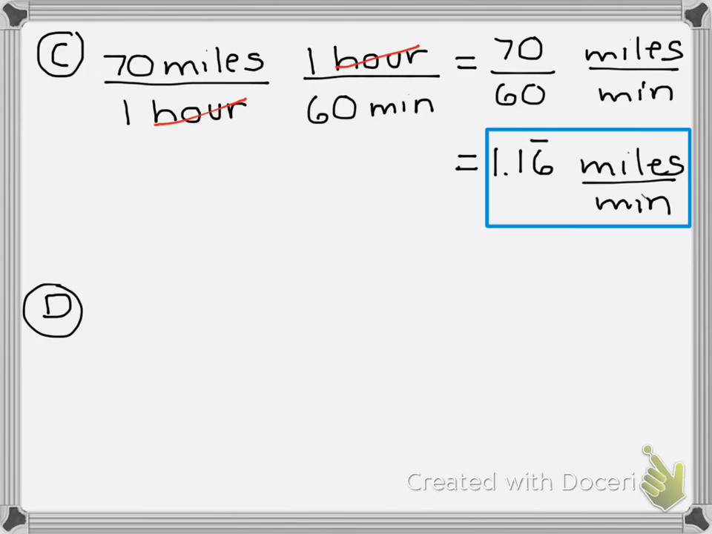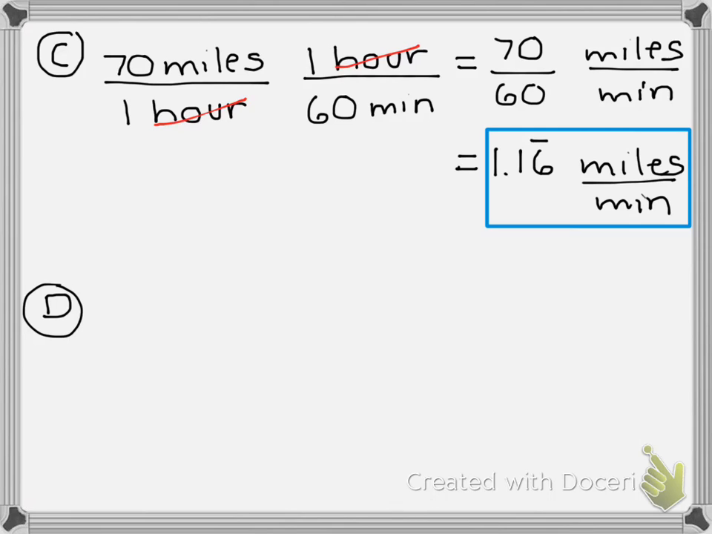Question D says, as Saturn revolves around the sun, it travels at a speed of 6 miles per second. Convert this to kilometers per second. At this speed, how many kilometers will Saturn travel in 5 seconds? Use the following conversion. 1 mile is 1.6 kilometers. So there's 2 parts to this question.